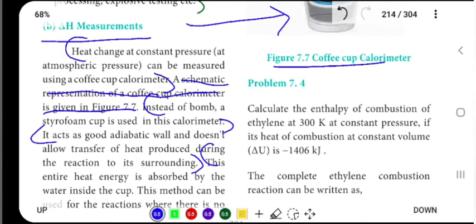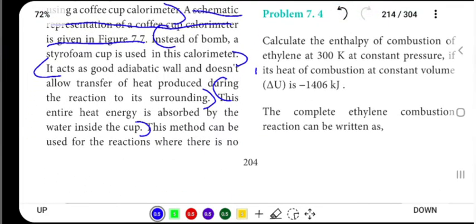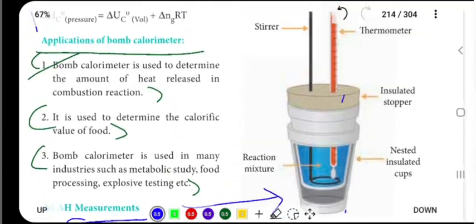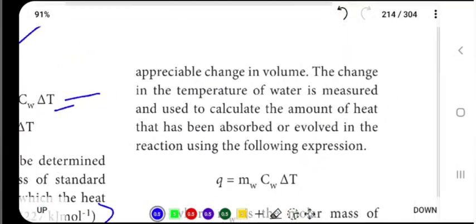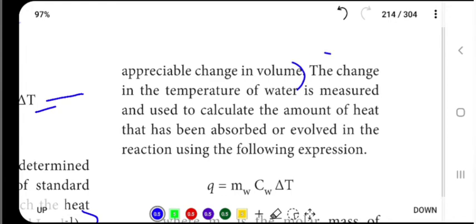So this entire heat energy is absorbed by the water inside the cup. Here also water is there. That entire heat will be absorbed by the water placed in the styrofoam cup. This method can be used for reactions where there is no appreciable change in volume. The change in temperature of water is measured and used to calculate the amount of heat absorbed or evolved in the reaction using the following expression.